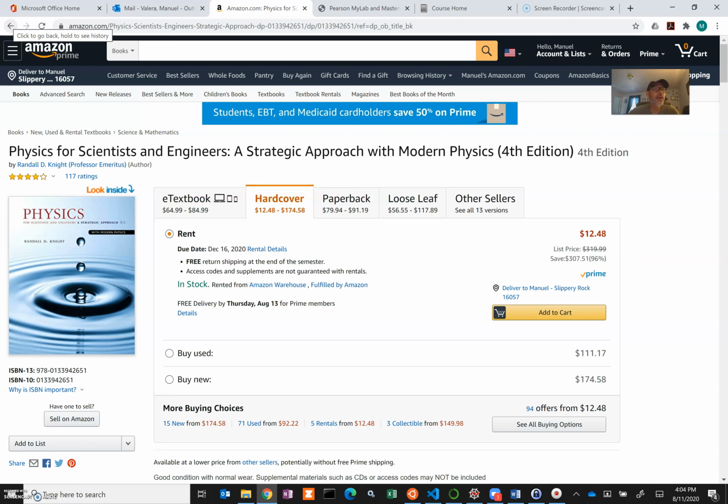The homework and all your assignments are going to come from the fourth edition, but they are going to be on Mastering Physics. So you actually don't need to have the book, and any physics book that has the same material would work for this class.